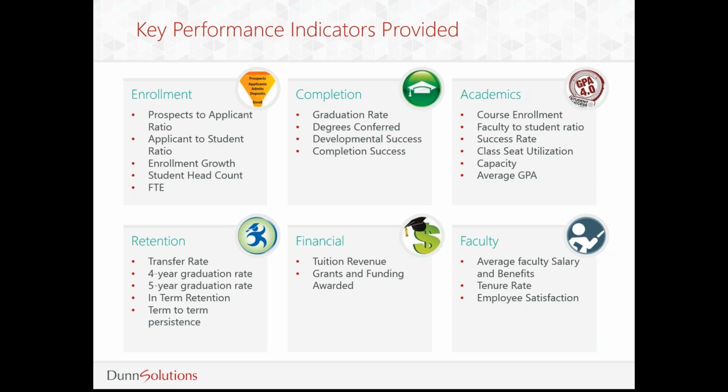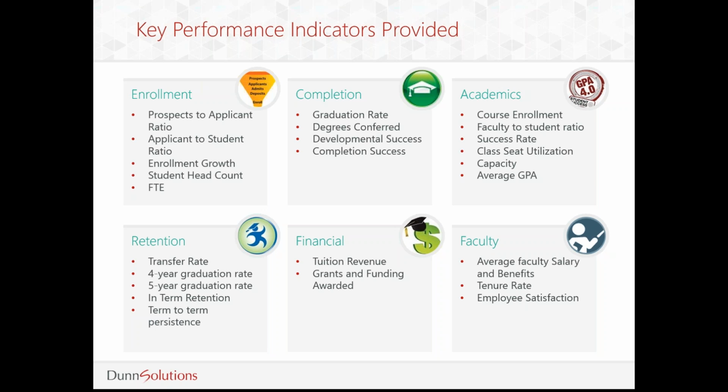Completion category focuses on student progress. It's giving the ability to track a student from their first term to graduation. It also tracks developmental success, which means if students were originally enrolled in some remedial level courses, we track their progress, and how does that affect their overall success in the school. That's something that helps you pinpoint at-risk students as well.